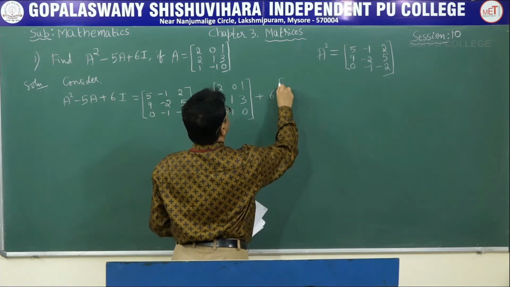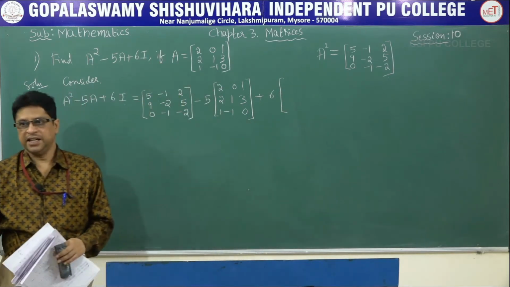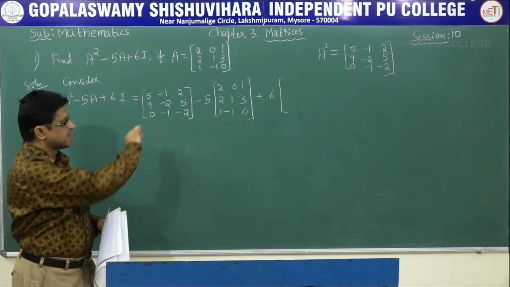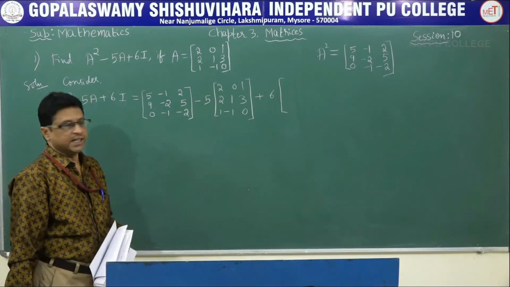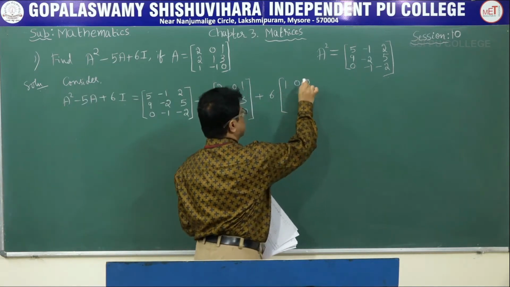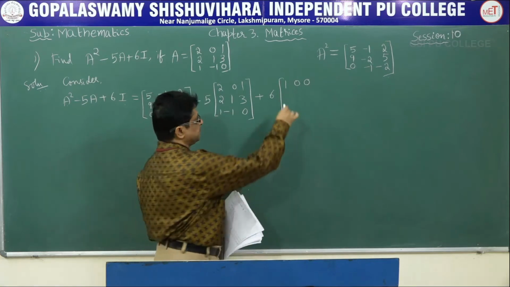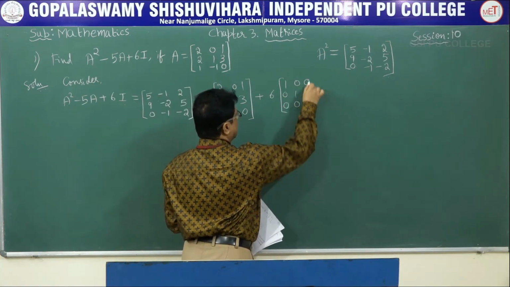plus 6 into I. So, I means the identity matrix of the same order. Here the matrix order is 3 by 3. So, identity matrix of 3 by 3 is 1, 0, 0, 0, 1, 0, 0, 0, 1.